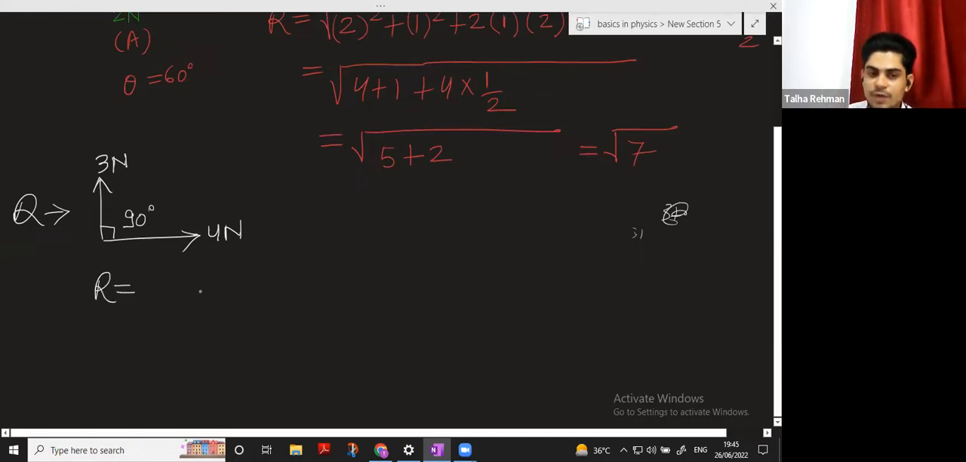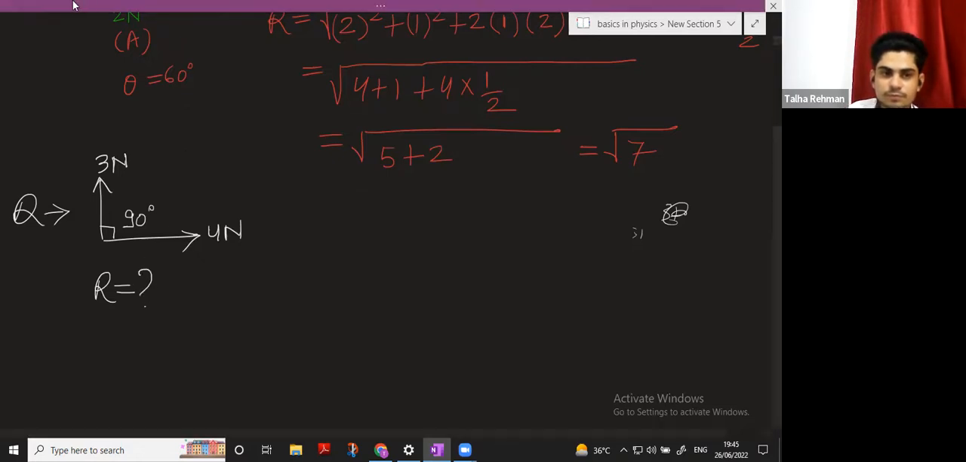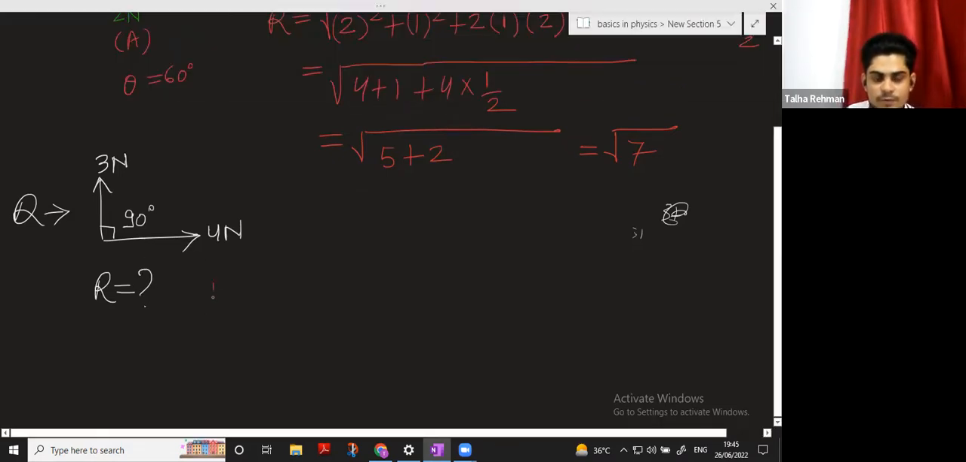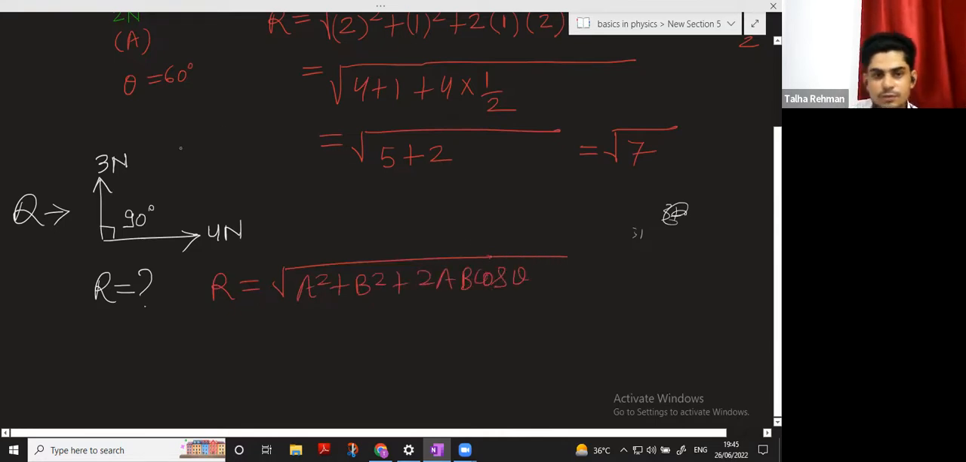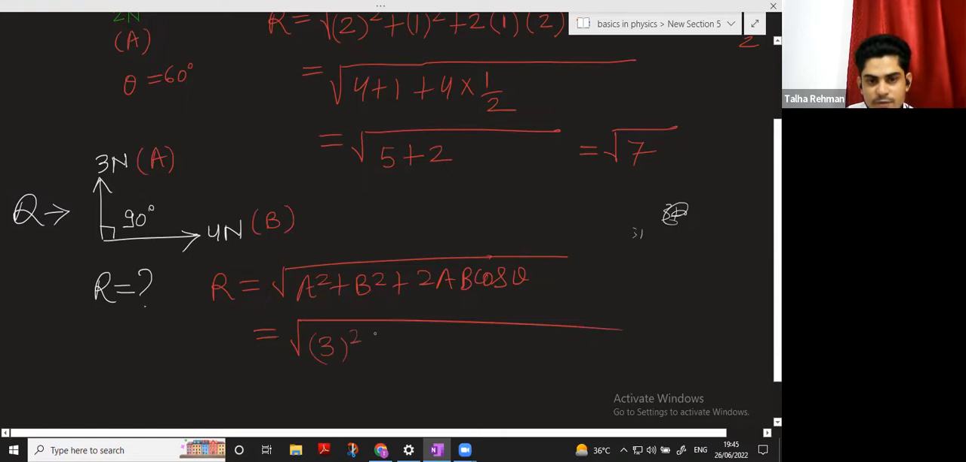So we have the formula for R. R equal to square root of A square plus B square plus 2AB cos theta. So here A, you can take any. This is A and this is B. Now I am putting the values. A is 3 square, B is 4 square and this is 2 into 3 into 4. And now we will get the answer.